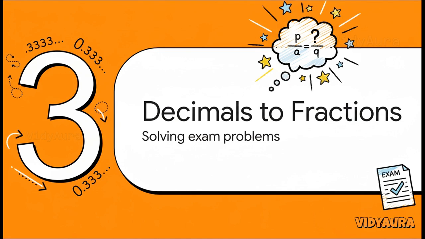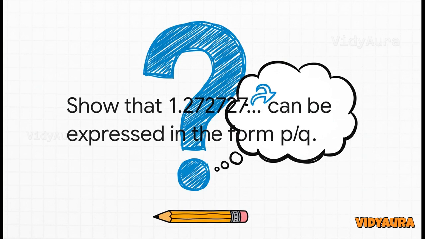All right, theory is great, but now for the fun part. Let's actually do something with this knowledge. We're going to tackle a super common exam question, turning one of those repeating decimals back into a fraction, the p by q form. The steps are really logical, so just follow along with me. You've got this. Okay, here's our problem for today. We need to show that the number 1.272727 and so on can be written as a fraction.